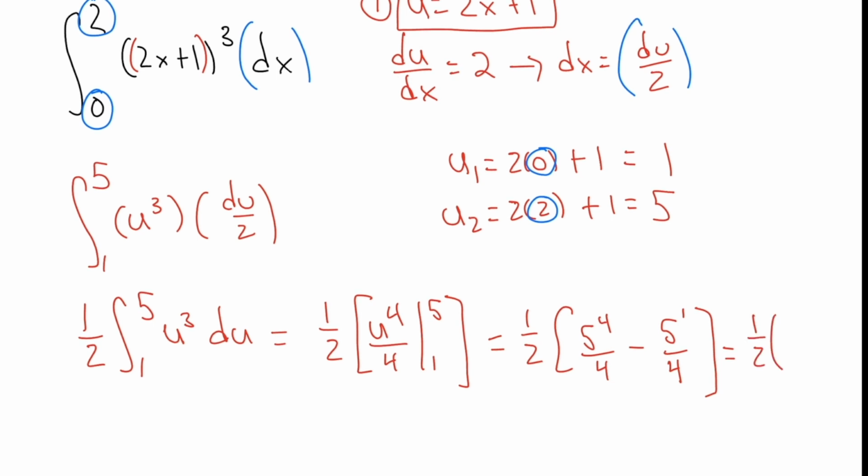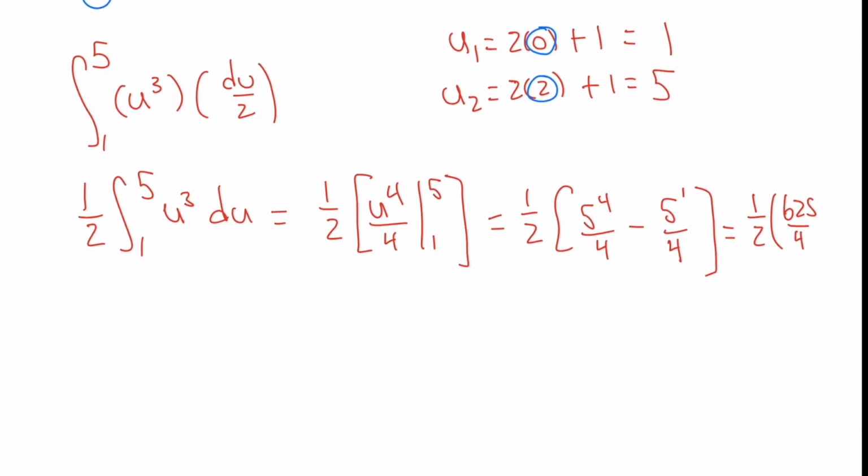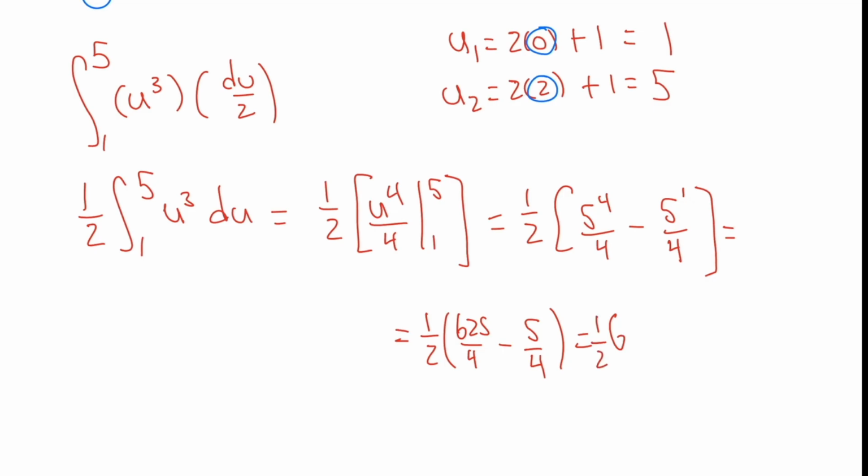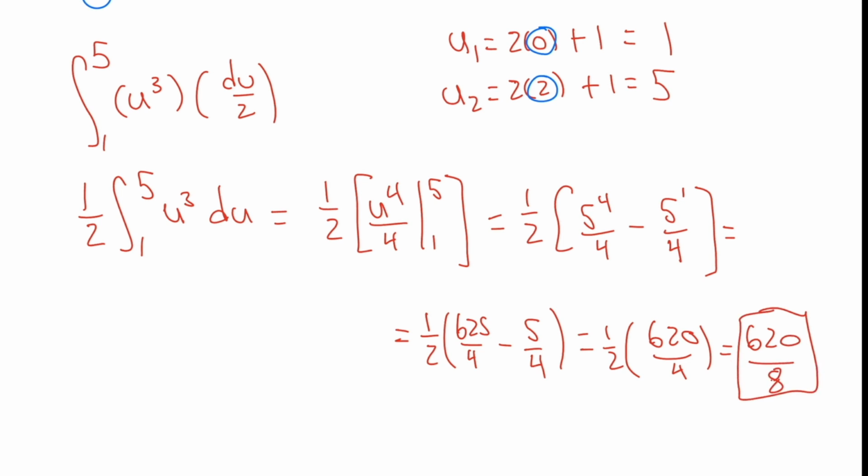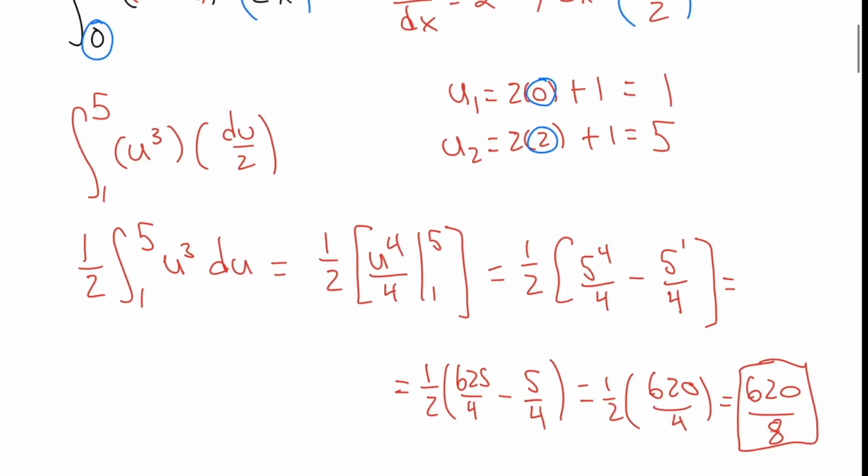So 1/2 times 625/4. Let me move this down. So 1/2 times 625/4 minus 5/4 equals 1/2 times 620/4, which equals 620/8. And I'm not worried about rounding, and neither should you. This is going to be our final answer to this problem.